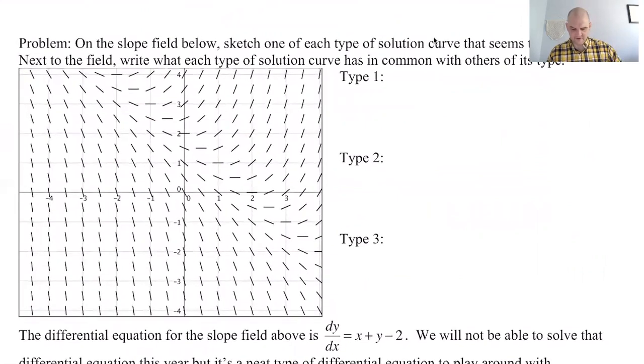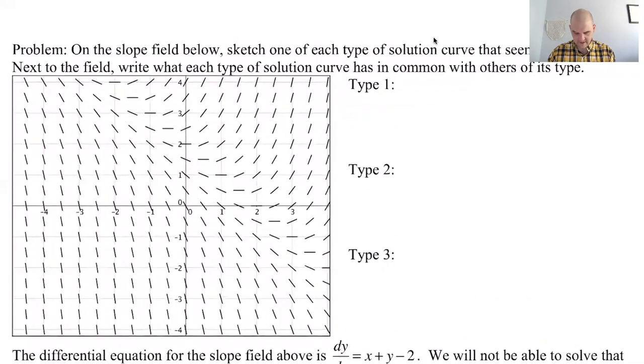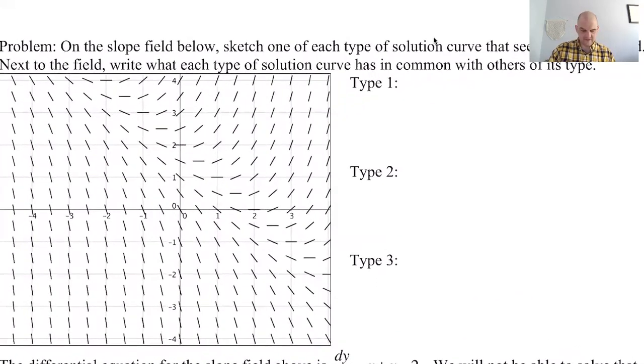All right, on the slope field below, sketch one of each type of solution curve that seems to fit the field. Next to the field, write what each type of solution curve has in common with others of its type. Okay, this is a good question. I'm going to start off with, I look through the field and I think I see a linear solution. So I'm going to try to turn this into a line.